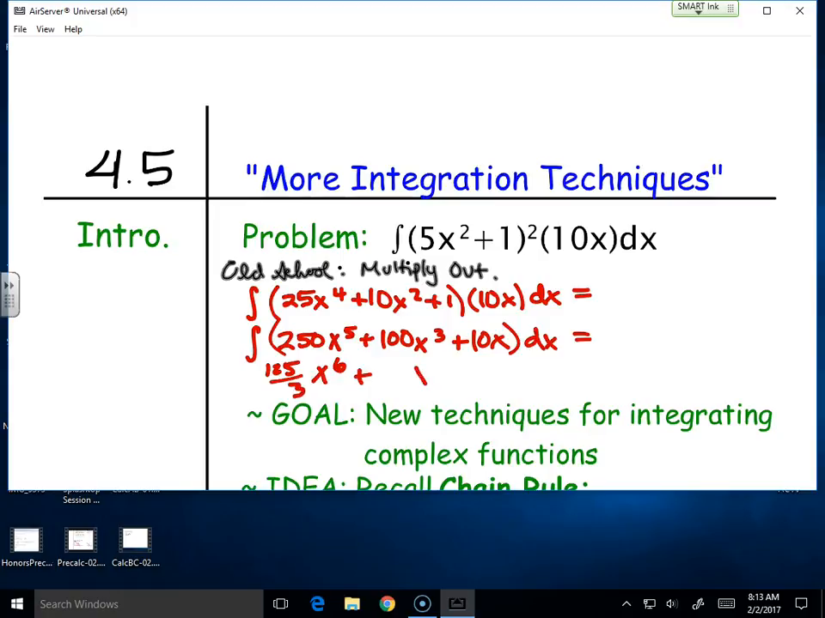Plus, we have x to the fourth. 100 divided by 4 is 25. That one's nice. Plus, x squared. 10 divided by 2 is 5. Plus c. Don't forget plus c.